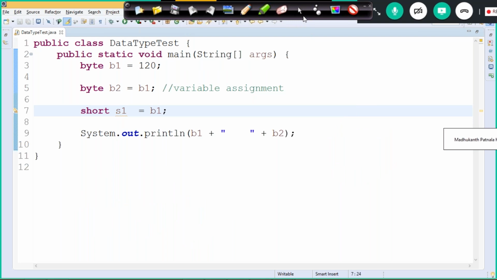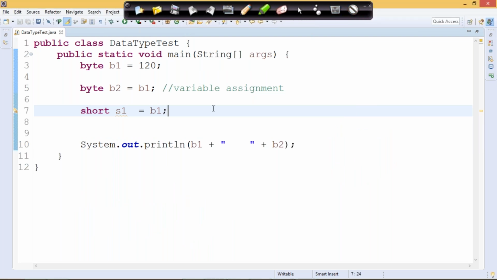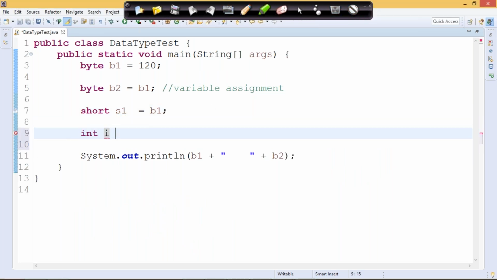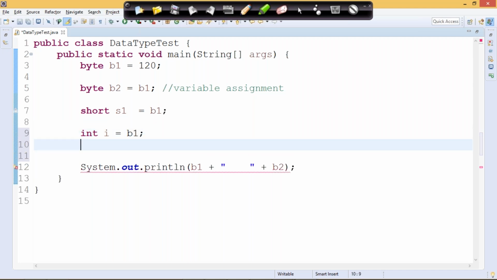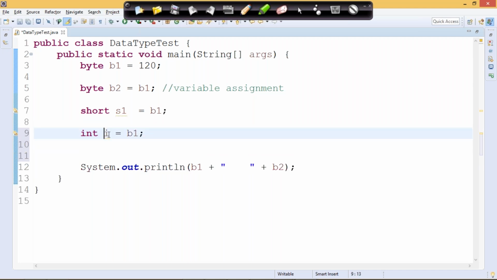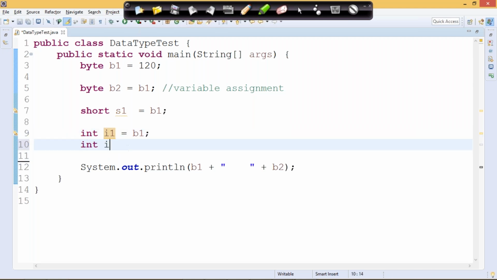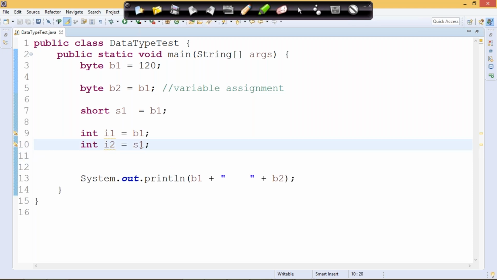Or even it can be still bigger one. What is bigger than short? int I equal to B1, int I1 equal to B1. Or even you can also say int I2 equal to S1. That is also fine. What is the data type of S1? Short. What is the data type of I2? Int. Int is bigger than short, it works.